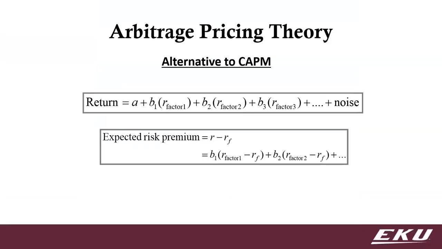So in this case, we could have multiple factors. And we would write our risk as each of those factors having its own weight, and then some alpha term, and then some noise. And once we calculate what those would be, then we could calculate what our expected risk premium would be from that.